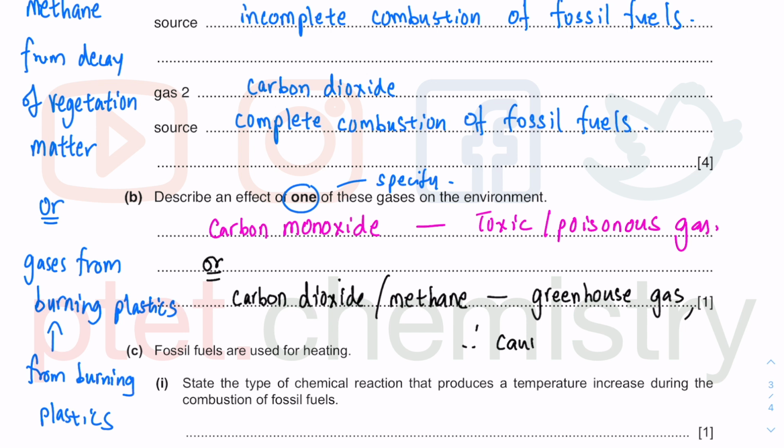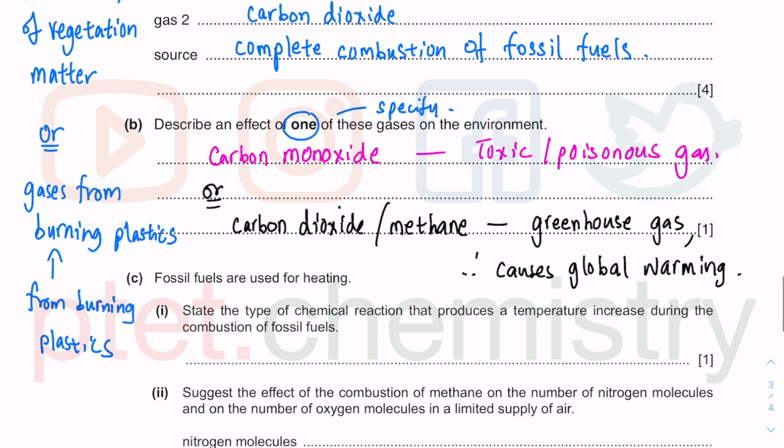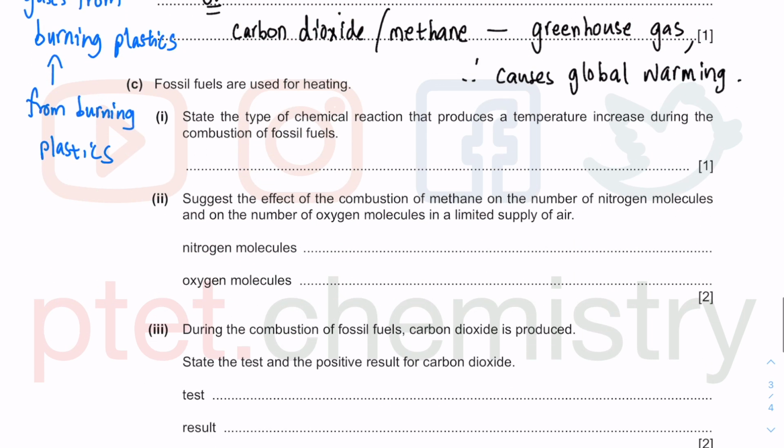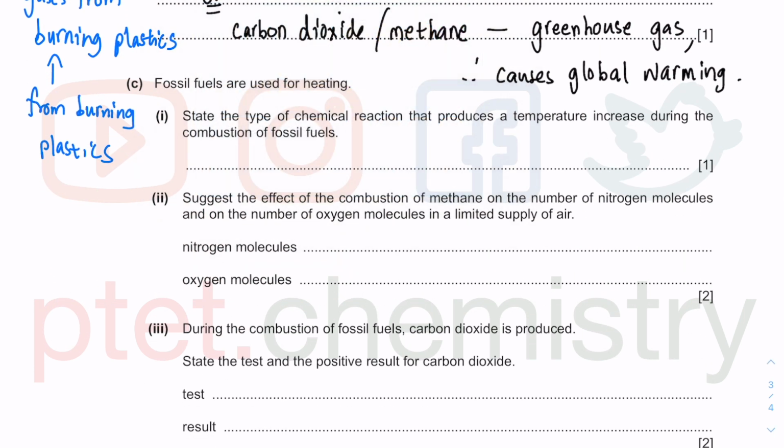Therefore, it causes global warming. Global, around the whole world, it is getting hotter and hotter, and that is global warming. You can also say the gases from burning plastic have the same effect as carbon monoxide. Those are toxic or poisonous gases. Next question, state the type of chemical reaction.